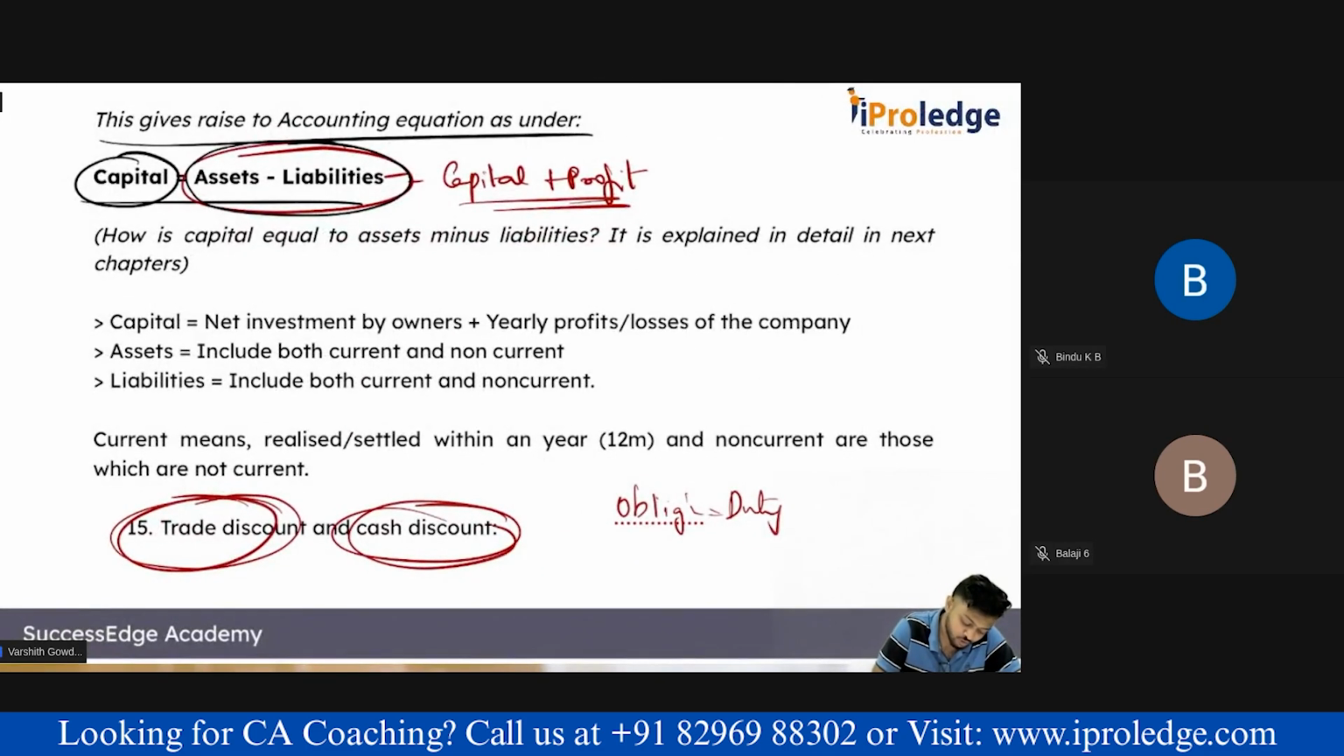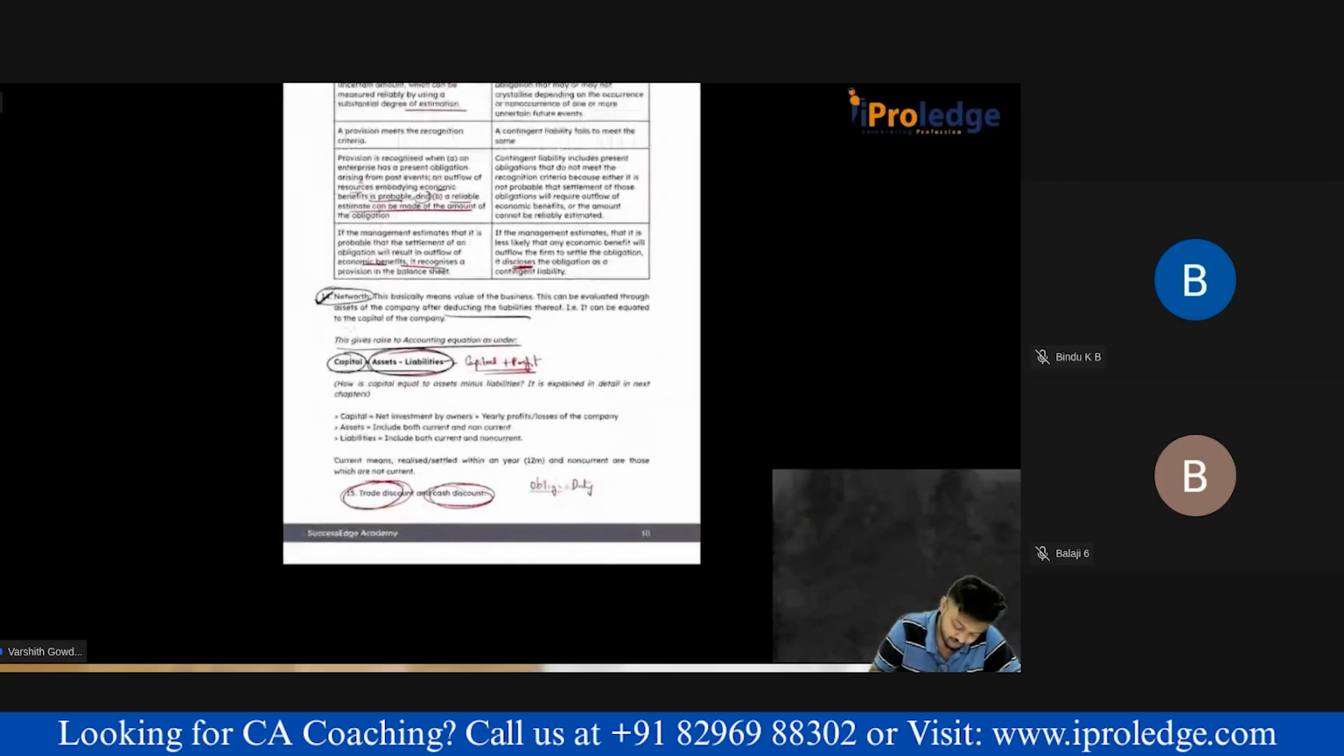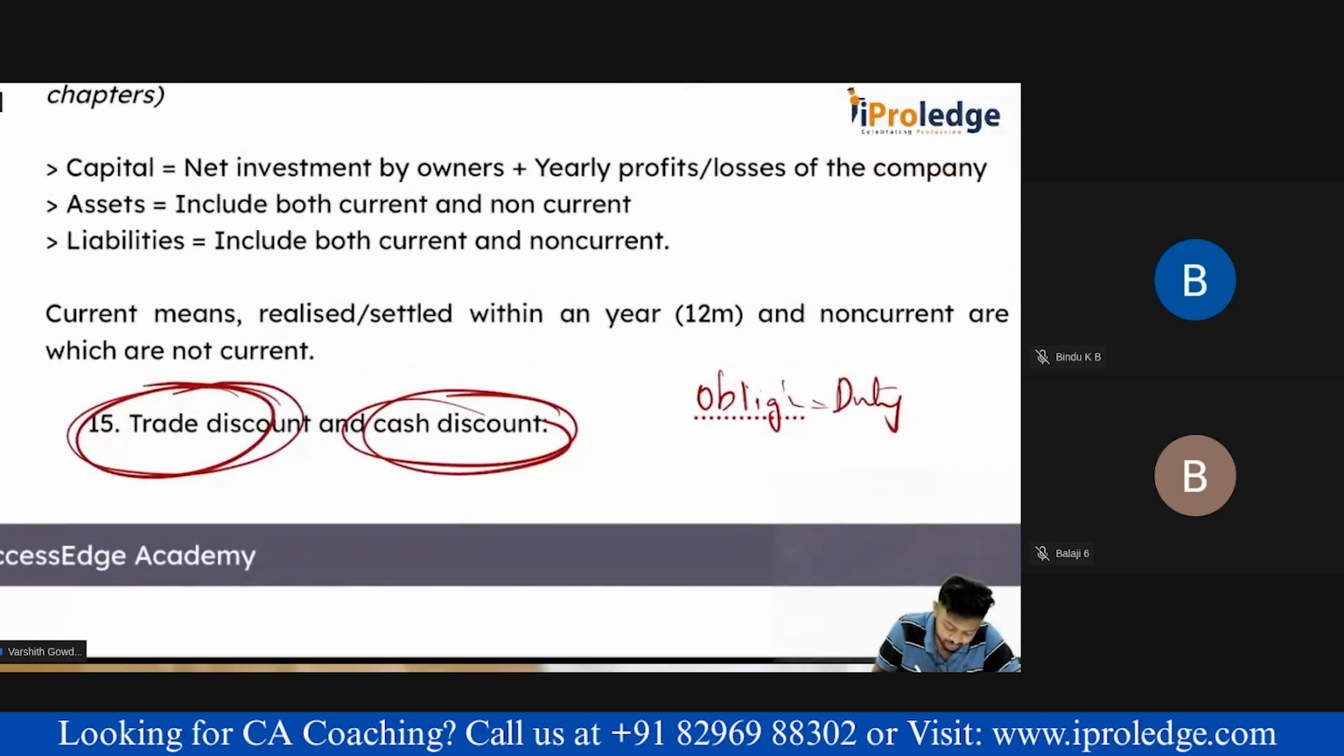So what else should you know? The other parts we'll understand later. This is very important. Do you understand trade discount and cash discount? What is the difference between both? Trade discount is shown in books and cash discount is not shown. Exactly the opposite, you told. So trade discount is not shown in the books of accounts. Cash discount is shown. Okay.